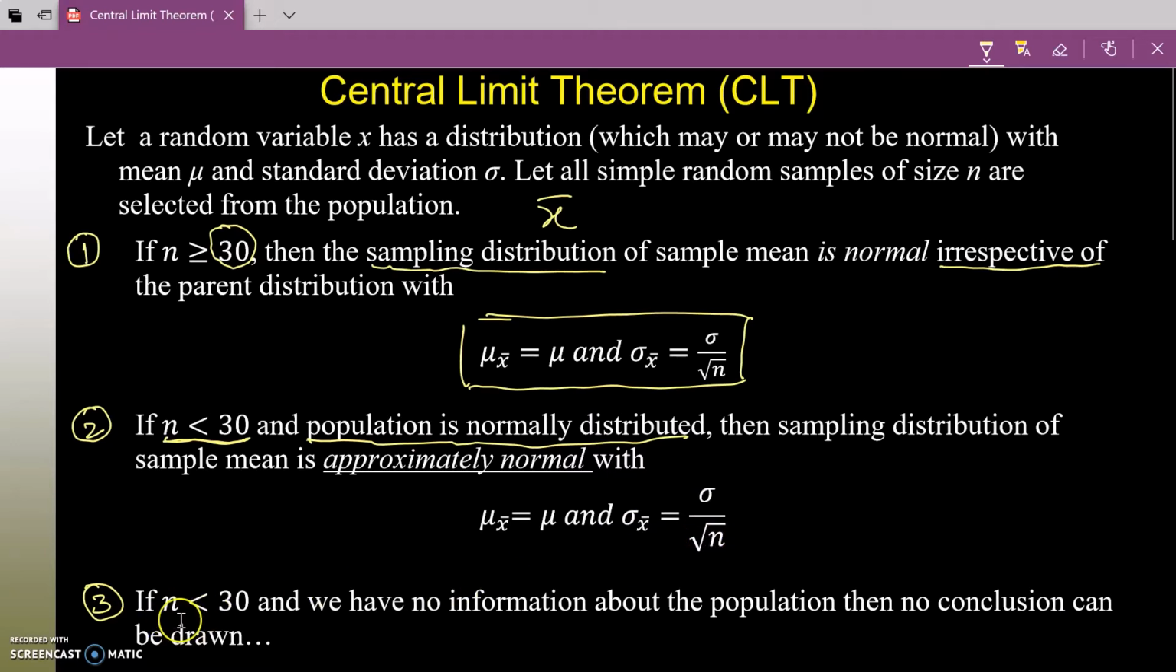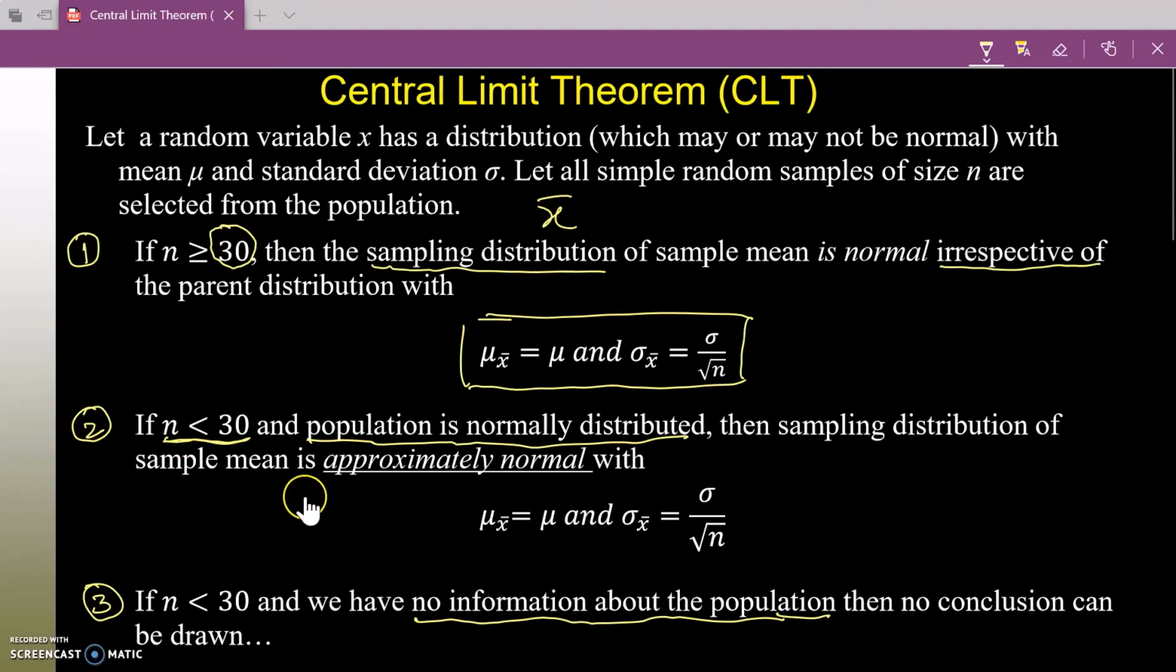Look at the third scenario. If the sample size is less than 30 and we have no information about the population, about the parent distribution, then we are unable to draw any conclusion from the central limit theorem. So it's very important that you understand all these three scenarios and how they are applicable. You will understand more about all these three cases when I take a practical example, and then you will be able to better understand what this central limit theorem is saying.